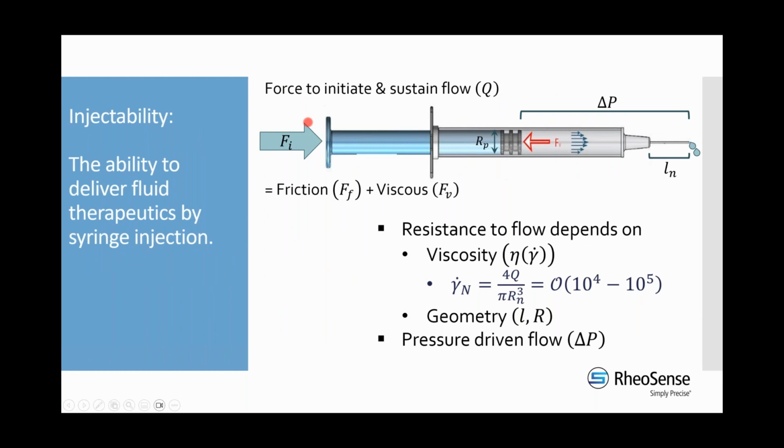Then a quick recap on injectability. We're looking at fluid flow through the syringe, and we have to apply a force to initiate and sustain it. We're not dealing with the friction between the barrel and the piston. We're mainly focusing on this viscous part, so we need to understand what it will depend on. It's going to depend on viscosity, which could potentially be experiencing very high shear rates in the needle. It's going to depend on the geometry, particularly the length of any particular flow path and the inner radius of that path. And then there's the pressure drop that exists from the piston to the exit of the needle.